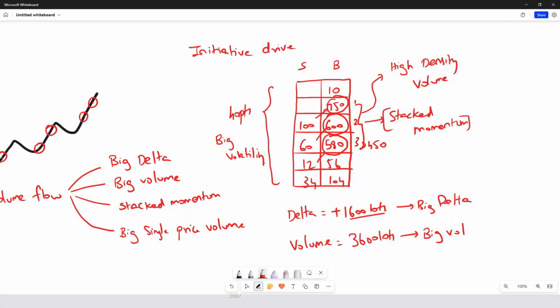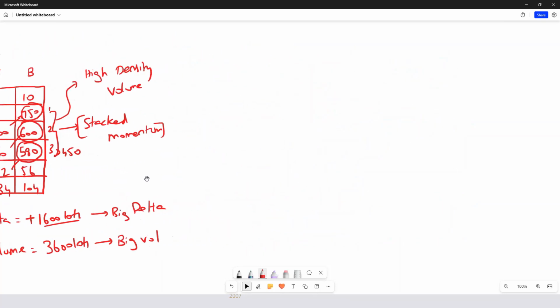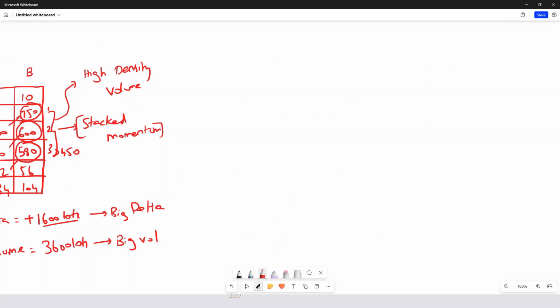Okay, how about absorption? How can we differentiate absorption? Absorption will be very easy to differentiate. Imagine I'm seeing an uptrending price action, and that uptrending price action is turning down, or it just tops out with a big volume. So we'll be seeing a big volume activity.